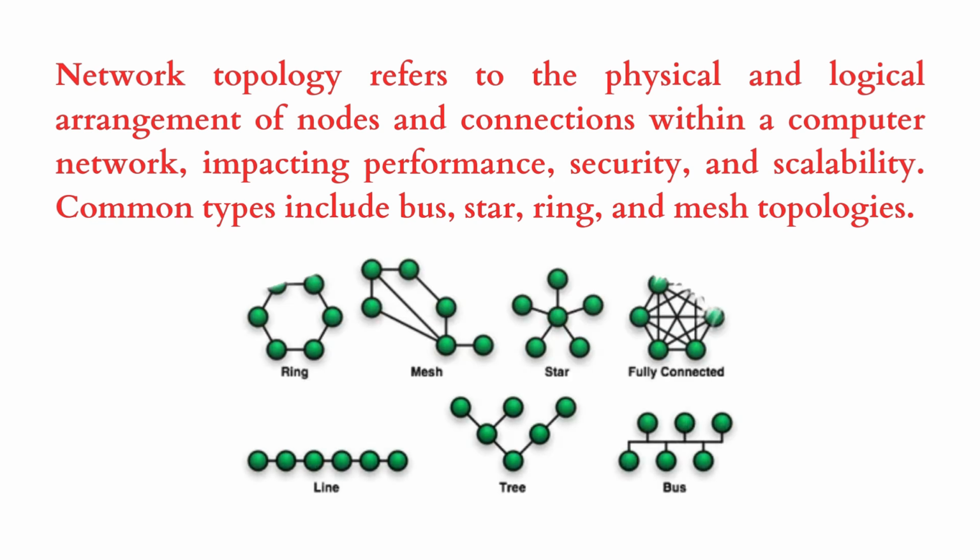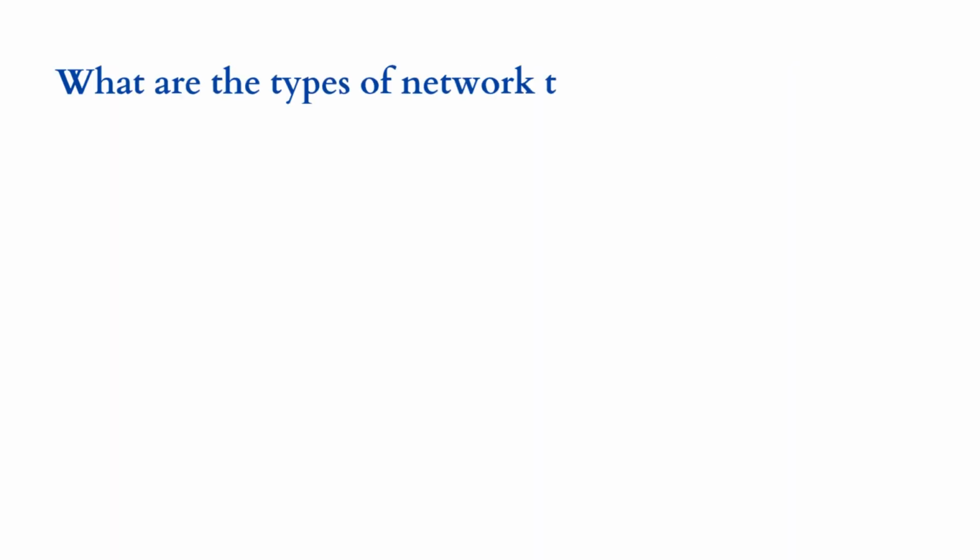Network topology refers to the physical and logical arrangement of nodes and connections within a computer network, impacting performance, security, and scalability. Common types include bus, star, ring, and mesh topologies. What are the types of network topologies?